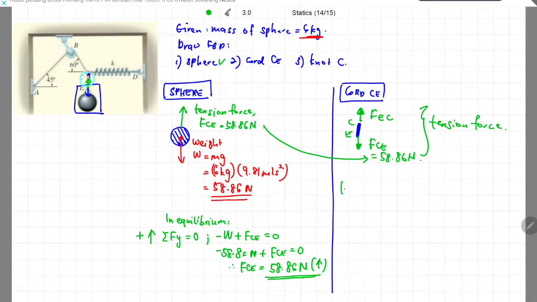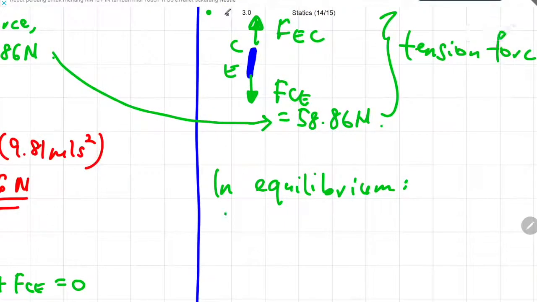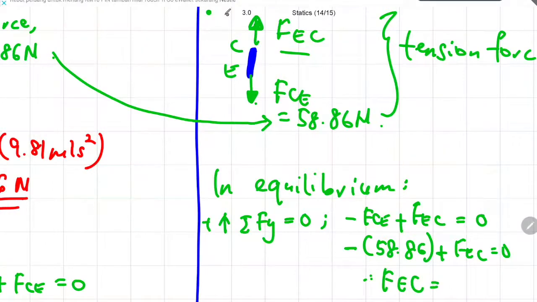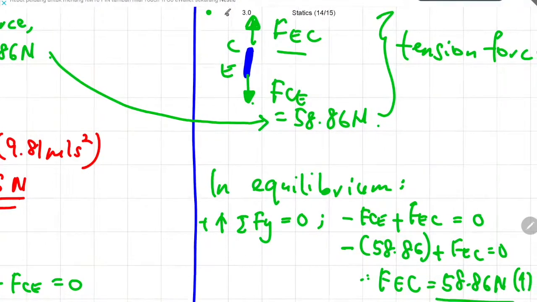Then we apply the equilibrium condition, same as before. So the forces are only active in the y direction, so we analyze in the y axis only. Assuming the upward direction to be positive, the summation of Fy should be equivalent to 0. So negative FCE plus FEC should be equivalent to 0. You substitute all the information and you will get the corresponding force from point E to point C to be equal to 58.86 Newton.